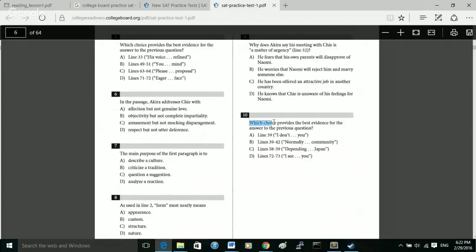Question 10. Which choice provides the best evidence for the answer to the previous question?